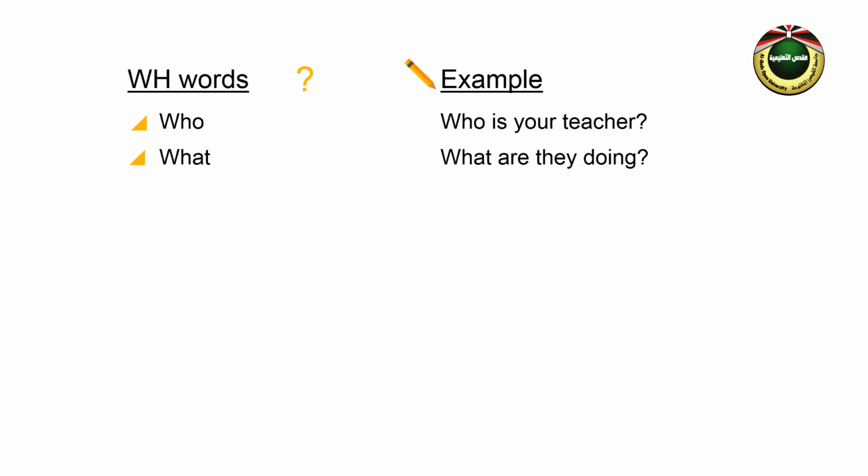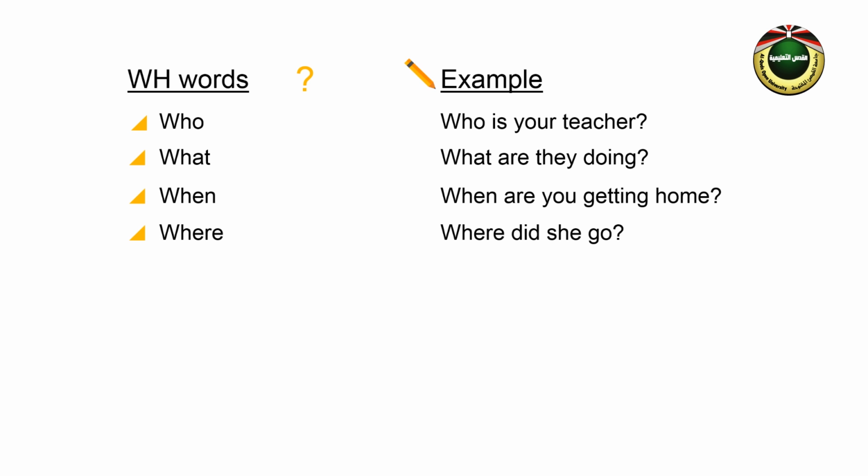The next WH word is what. What is used to ask for information about things or non-human objects or actions. For example, what are they doing? Another WH word is when. When is used to ask for time. For example, when are you getting home?